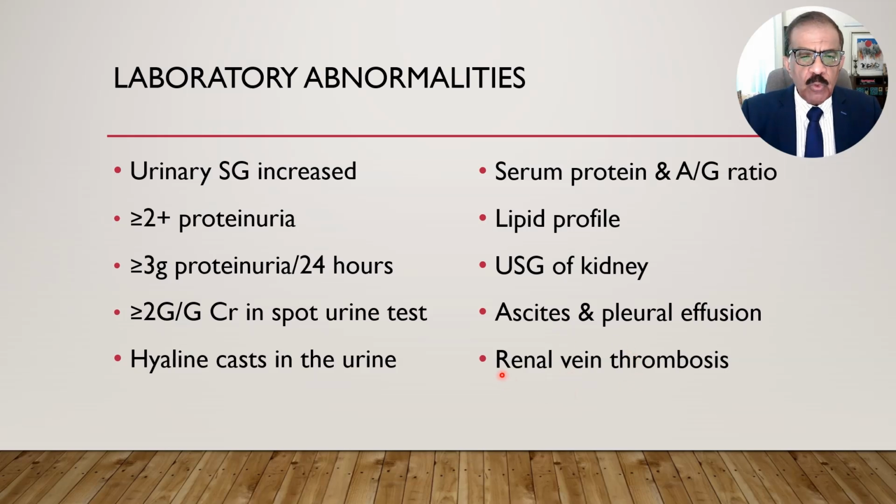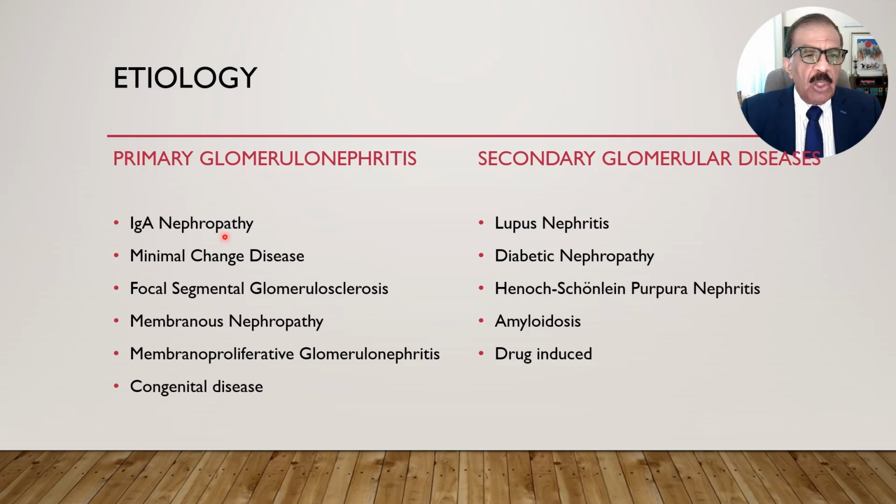If you do ultrasound, you should be particularly looking for renal vein, and if required, do a duplex scan, because that is better than simple ultrasound to detect the renal vein thrombosis. And if renal vein thrombosis is suspected, it would probably require some further testing like CT angiography or maybe other kind of venography. So what is the etiology?